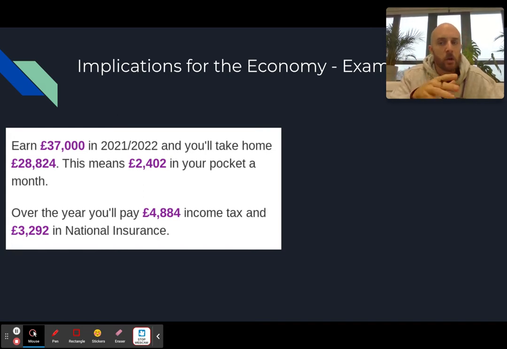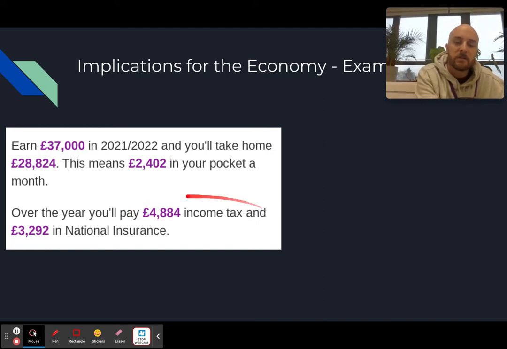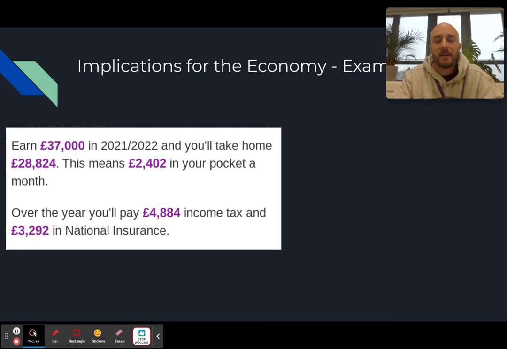Now, that may sound like a lot, but you may have mortgages to pay, you may have rent to pay, you may have phone bills, you may have insurance to pay, car insurance, for example, petrol, going shopping yourself. So it does go down pretty quickly. So basically, the average person, maybe slightly over average, pays £4,800 tax and £3,200 in national insurance.